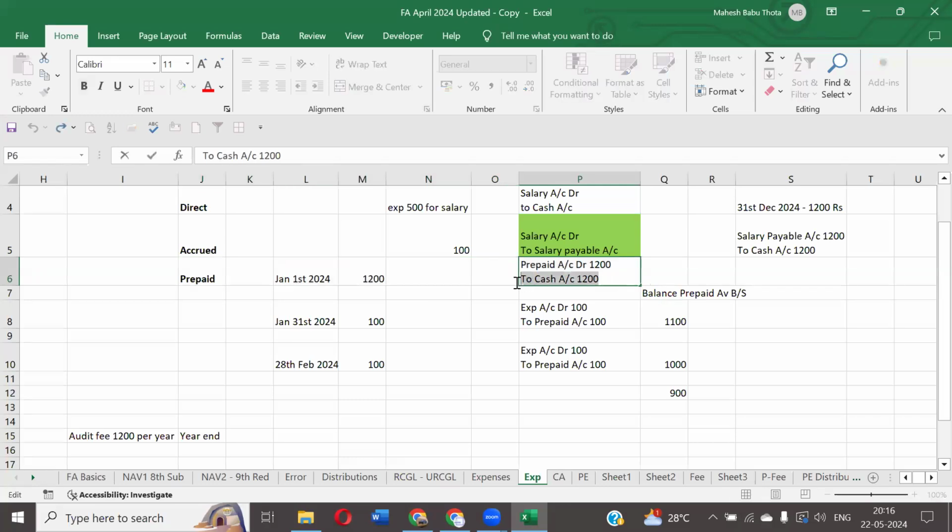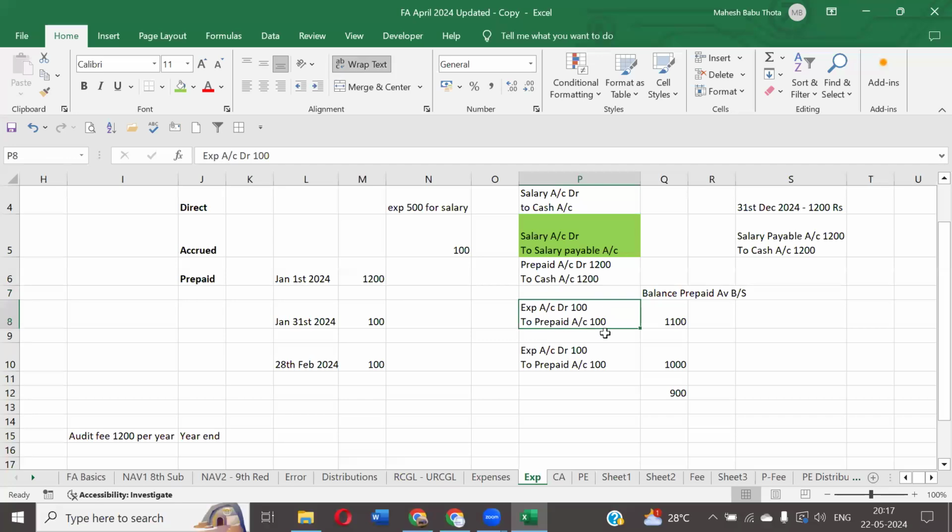Cash is the asset going out. What is prepaid, asset or liability? It's an asset. Is it increasing or reducing? 1200 rupees, increasing. And cash is also an asset, and it's reducing, right? So one asset is increasing and one asset is decreasing by the same amount. No impact. Is there an impact on total assets? No impact, sir. Okay, let's come back to the accrual part.